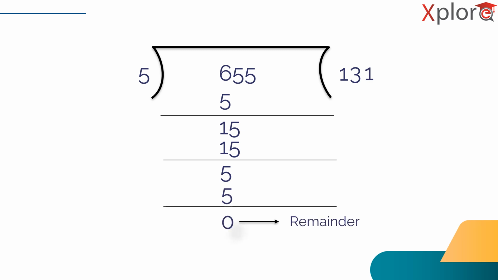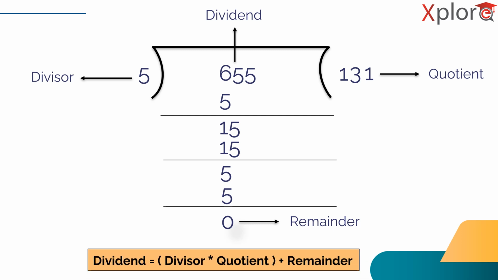Here 0 is termed as the remainder, and whenever a number is divided by another number and we are left with 0 as the remainder, then we can tell that the number is divisible. Here 655 is exactly divisible by 5 because we got the remainder as 0. And 131 is called the quotient, 5 is the divisor, 655 is the dividend. From this we can also form a formula, that is dividend is equal to divisor into quotient plus remainder.